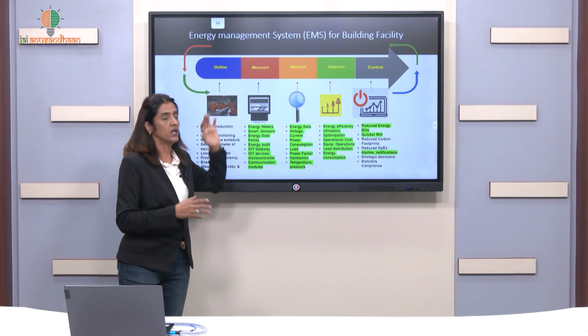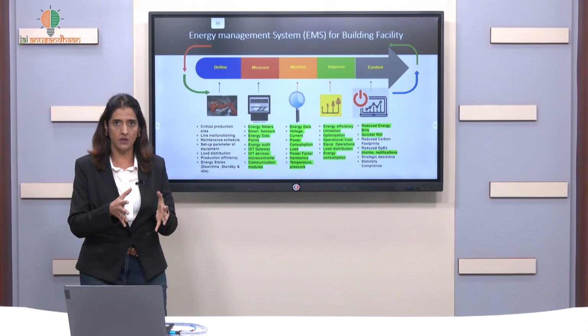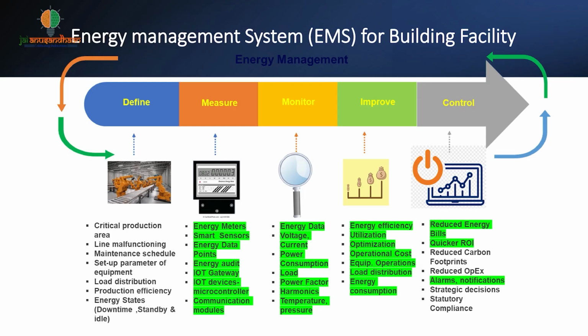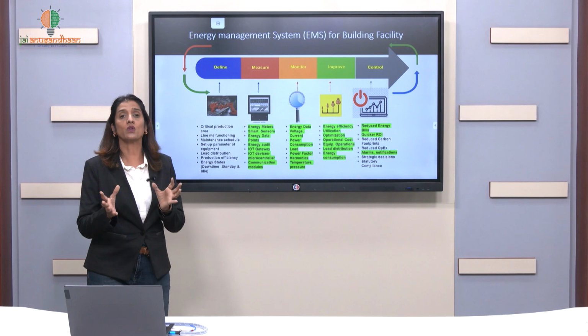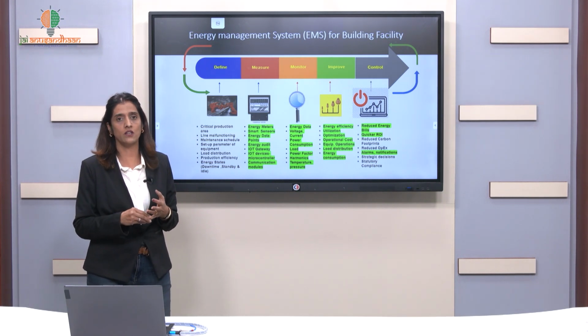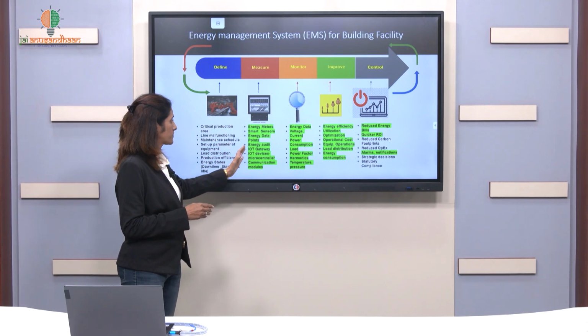In the next step, now that we have defined our problem, we want to measure those critical parameters so that we can read data out of the system. So what are the energy measuring instruments? The energy meters or energy data points, or we can do energy audits. We can use IoT devices to measure the energy. This comes under energy measurement.